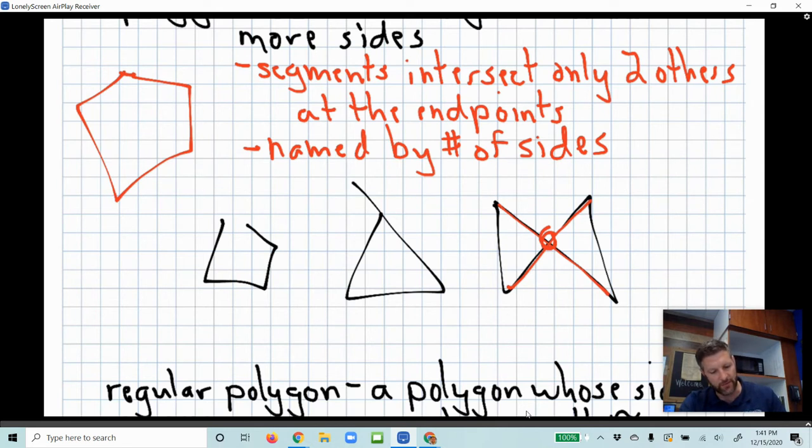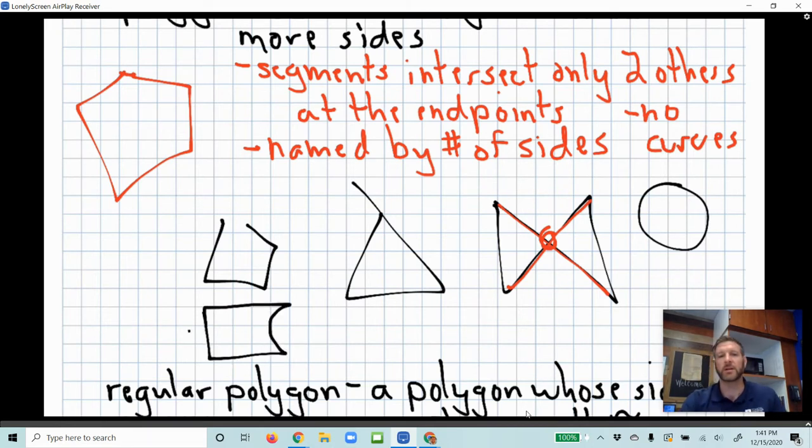You also cannot have curves. Let me write that. No curves. So you're not going to have a polygon that looks something like a circle. A circle is not a polygon, nor is some combination of that if you have straight sides within a curved side. So all of these right here are not polygons. They have to be closed, they have to hit at the endpoints, they cannot cross, and they can't have curves. And again, they're classified by the number of sides.